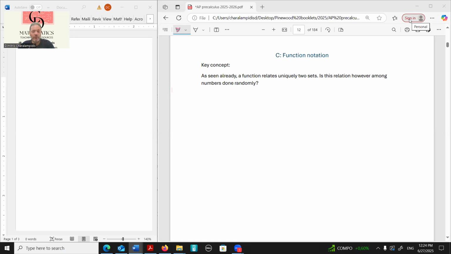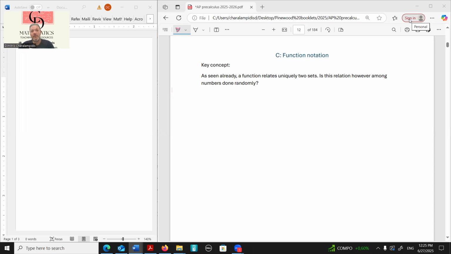As we have already seen, a function is a special case of a relation between two sets. And by definition of the function, we said that every input value should be uniquely related to an output value. Is this relation, however, among numbers done randomly? That's the question you have in front of you.